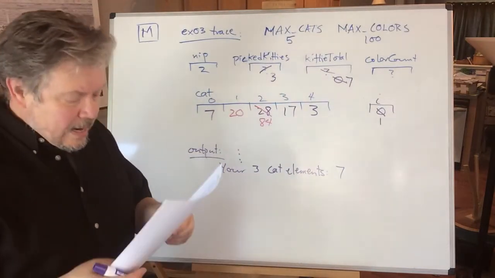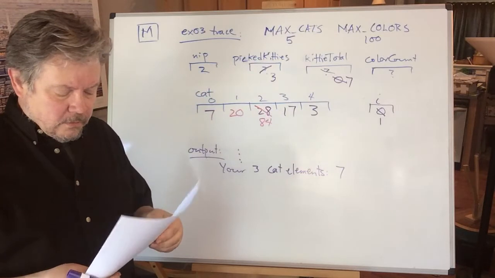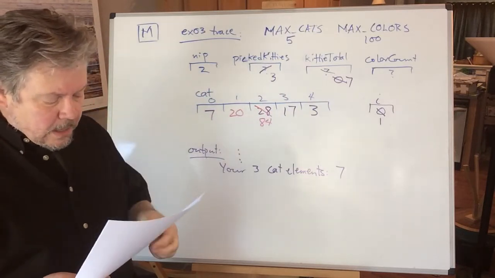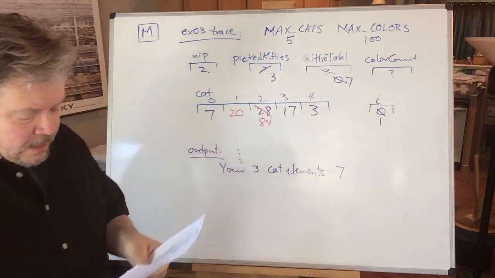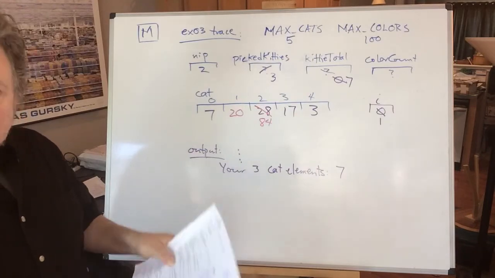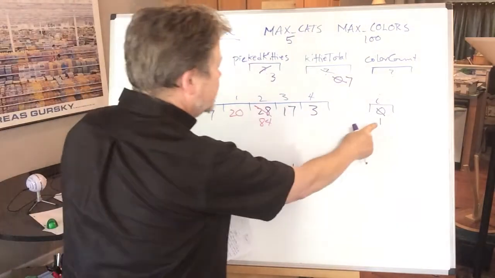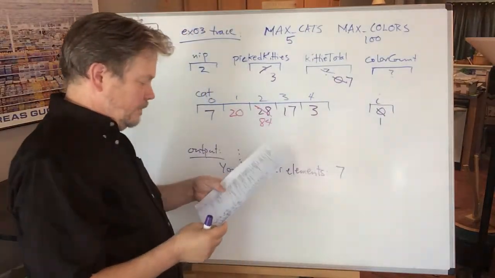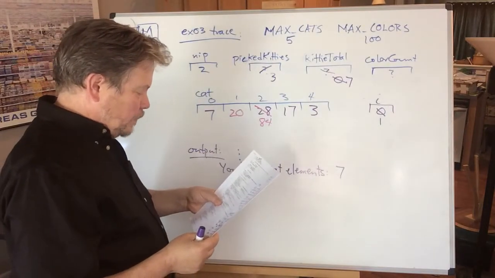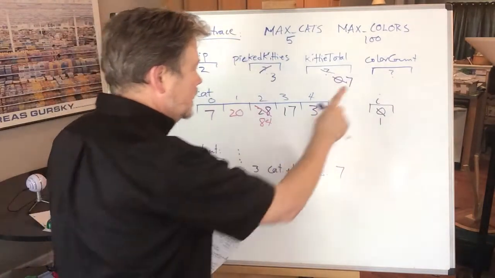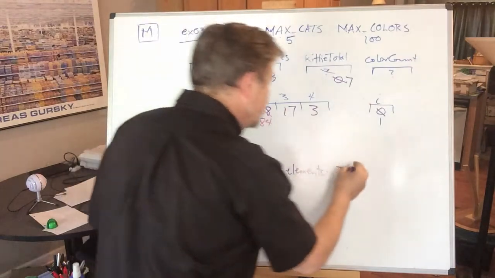Now that it slipped in that almost invisible increment statement at the bottom of the for loop, it goes back up and checks to see if I is less than picked kitties. Is I less than picked kitties? Yes, 1 is less than 3. So it does the for loop again. It prints out cat square bracket 1 this time. Prints out the 20.